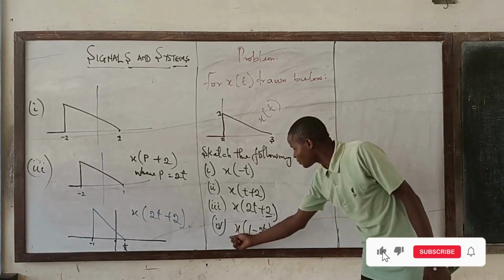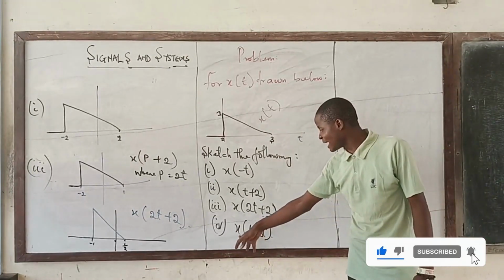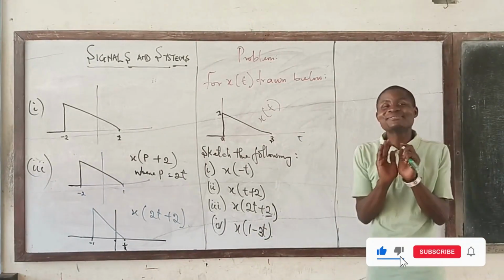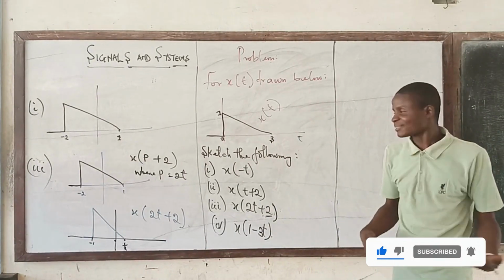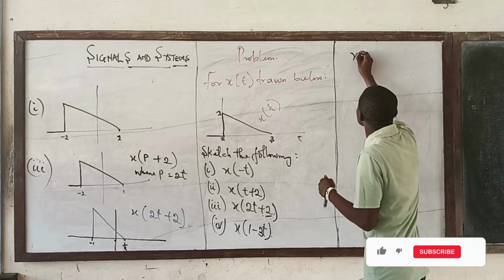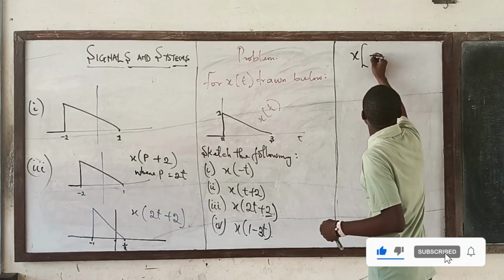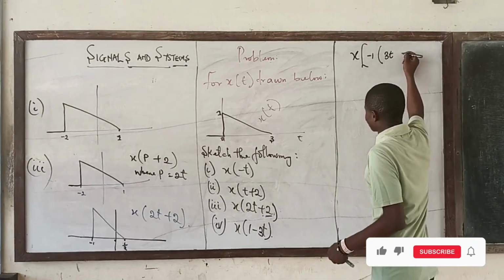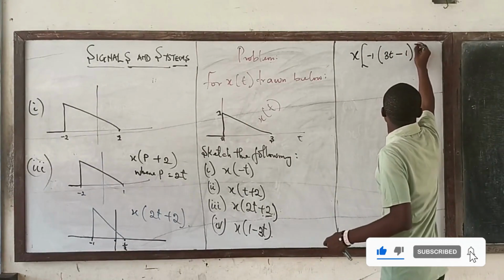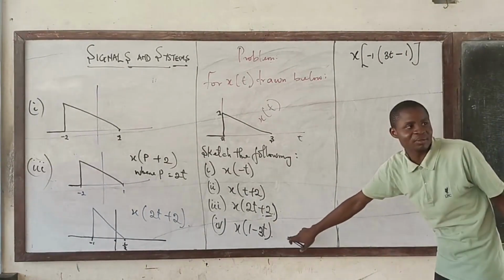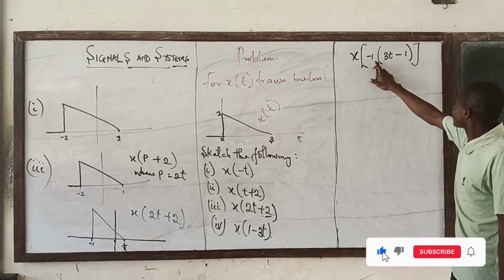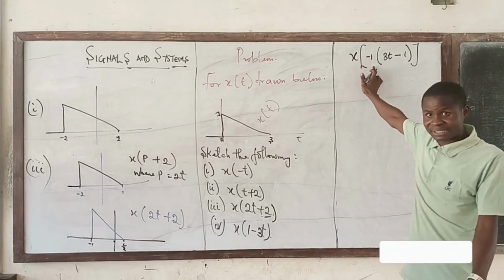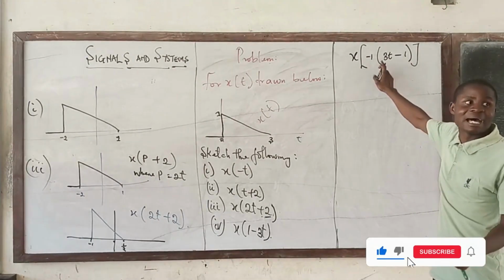Now, welcome back. Now to problem 3. Problem 3, I'm going to be solving x of 1 minus 3t. How you approach this kind of problem is very simple. Remember, you did algebra, right? So what you do here is: x, open bracket, bring out minus 1, then you have 3t minus 1. The whole signal x of 1 minus 3t is now x of minus (3t minus 1). What this minus is telling you is you are going to flip first, then shift, then scale.